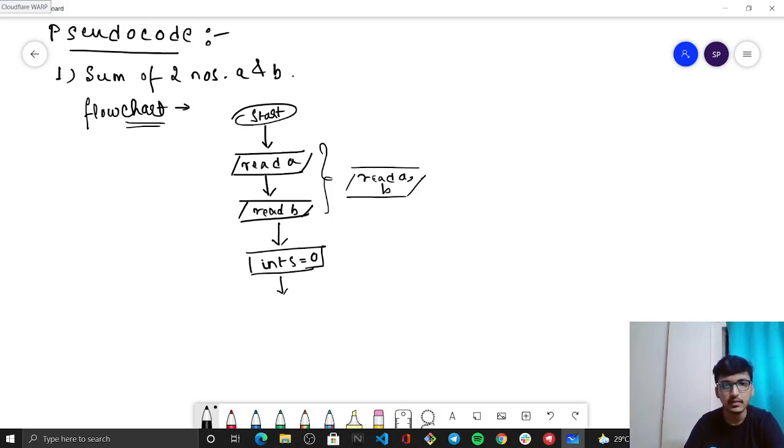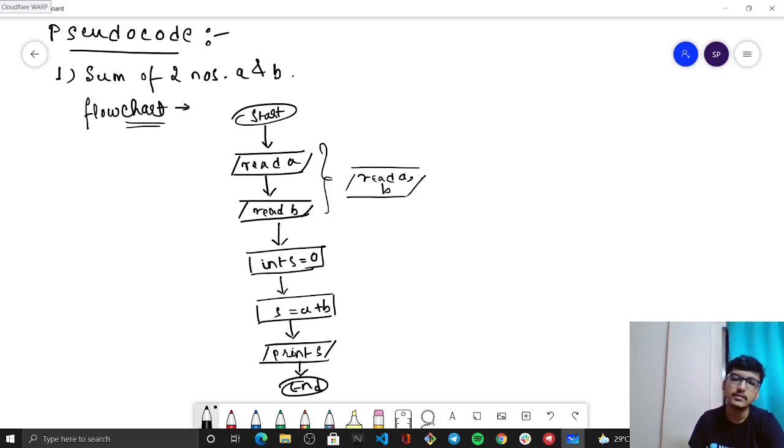we used to calculate the sum, that was s equals to a plus b, and then we knew that this was the output, so print s, and then we knew that this was supposed to be the end, and this is how the flowchart worked out. Now this is a way of representing the solution to a problem, or the algorithm to solve a problem, with the help of symbols and also a little bit of text, of course.